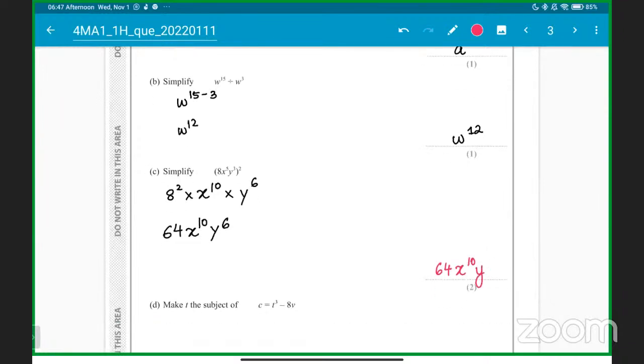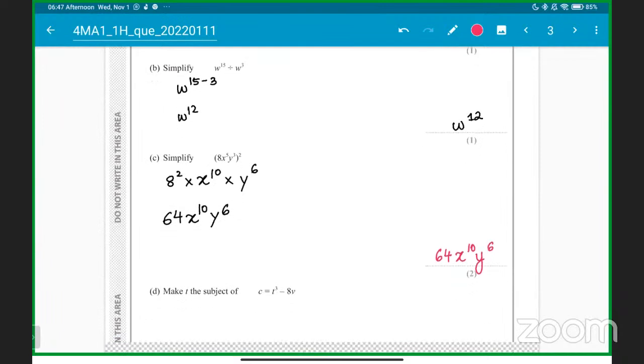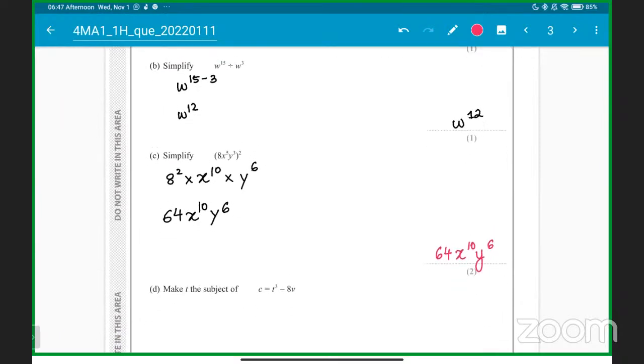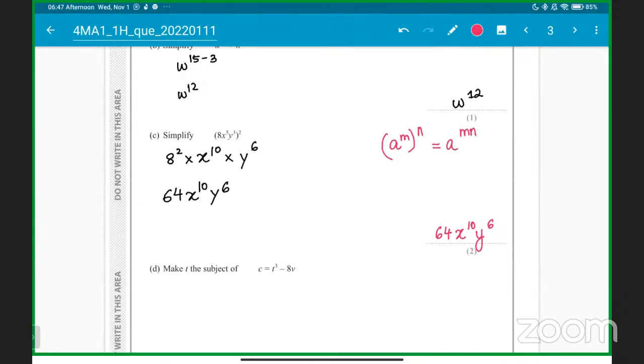The indices are in brackets and we multiply. Exactly. A power m multiplied by n, it will be a power mn. Okay, got it? Clear? Okay.